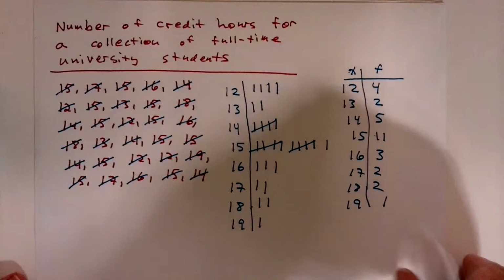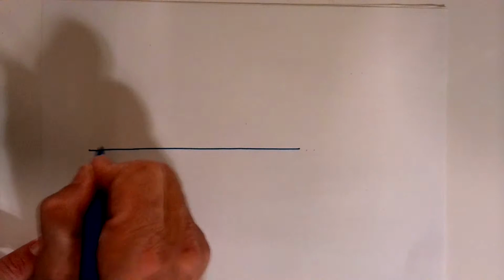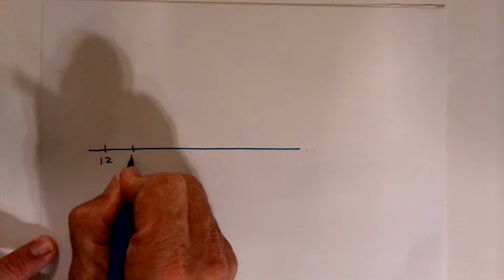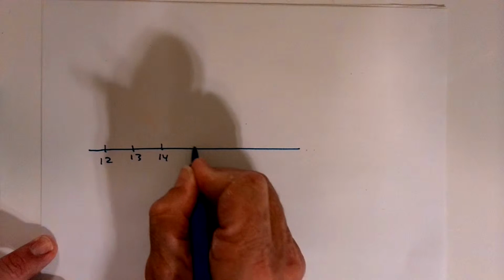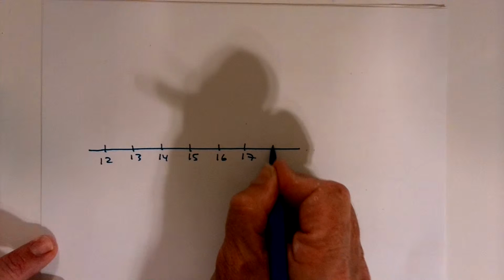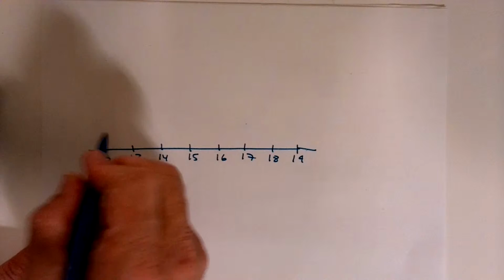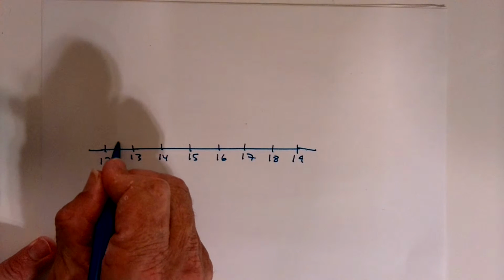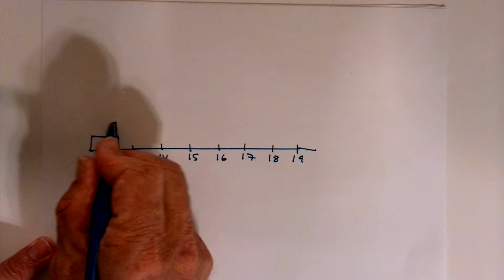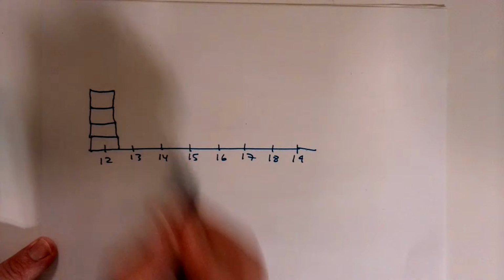Now from this, we can also create a histogram. And you'll see how that'll work. So again, along our x-axis, 12, 13, 14, 15, 16, 17, 18, and 19. Now, 12 had four blocks, so centered at 12, we put 4 bricks. 1, 2, 3, 4. Certainly this is better to do with graph paper.